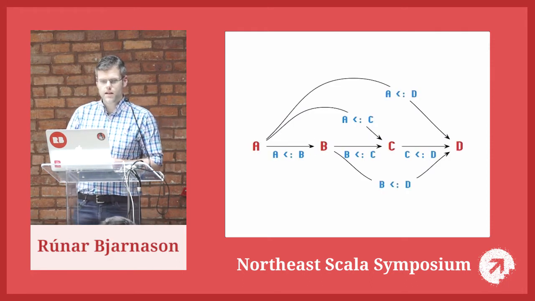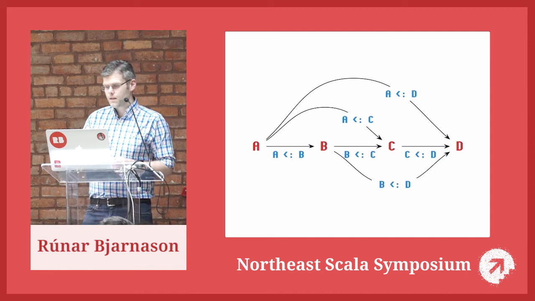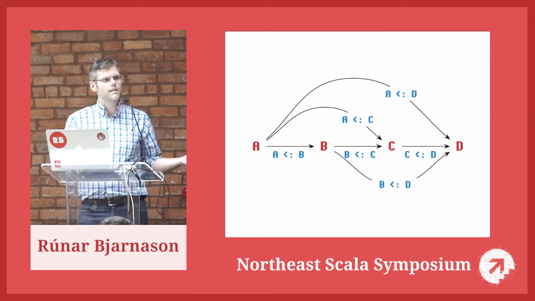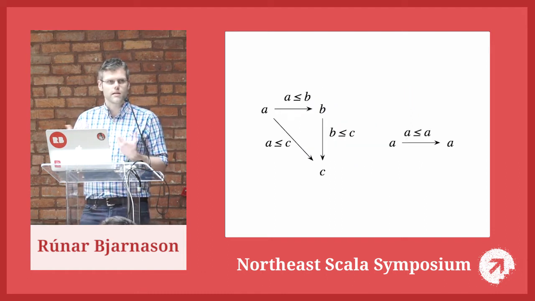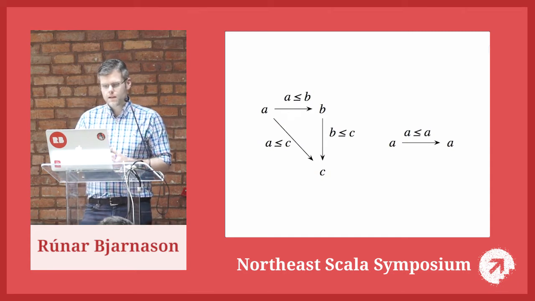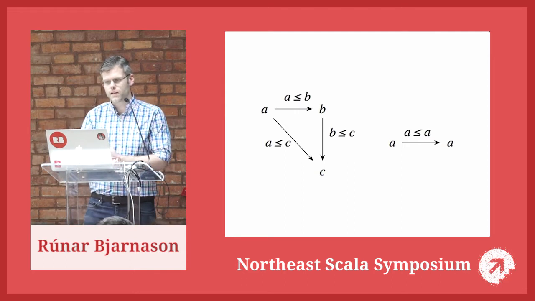And if we have A sub B, B sub C, and C sub D, we also have A sub C and we have B sub D. And all of that amounts to the fact that A is a subtype of D. Right, so all the paths through this diagram are the same, and we say that this diagram commutes. So composition in this category is associative. And in general, any partially ordered set forms a category like this.